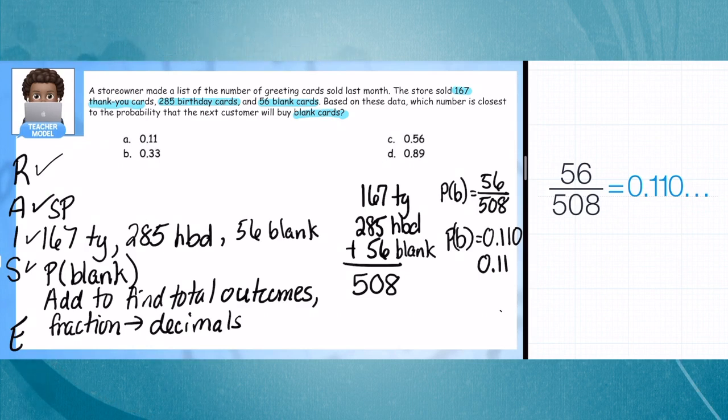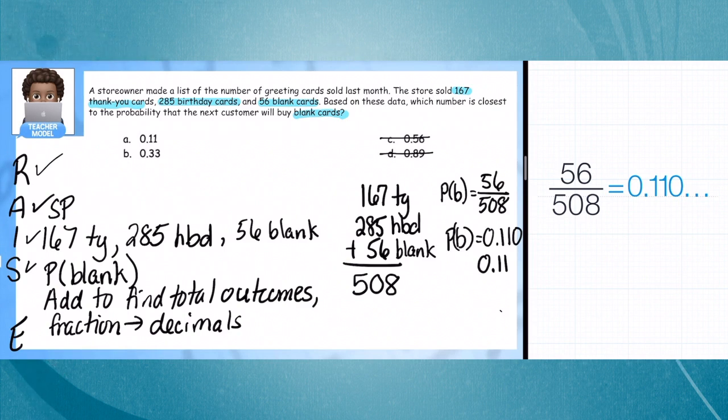Okay, and this makes a lot of sense because the fewest amount sold were the blank cards, so there's no way that, I'm looking at D, I can instantly eliminate. There's no way that there's an 89% chance that the next card is going to be a blank card. If anything, he has a better chance that it will probably be a happy birthday card because more people have bought happy birthday cards. 56 hundredths is very close to half. Again, 56 out of 508 is nowhere close to half, so I can eliminate that one as well.